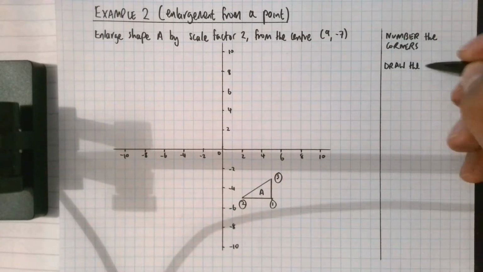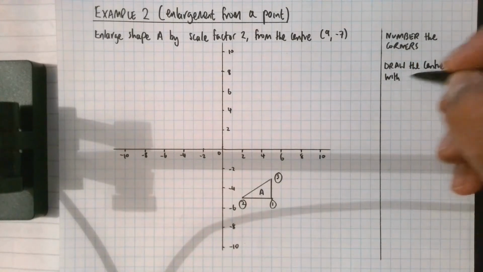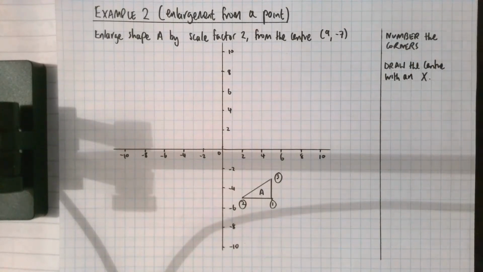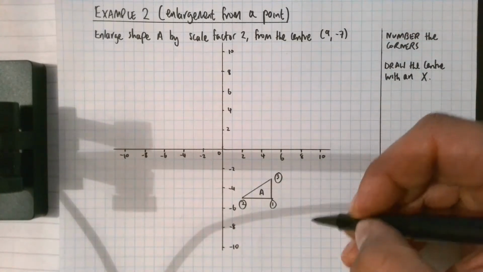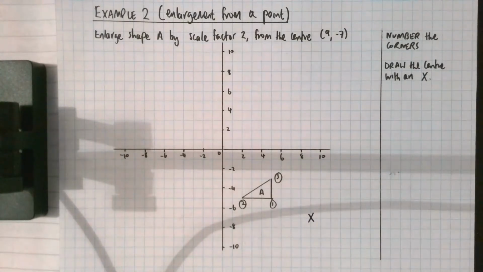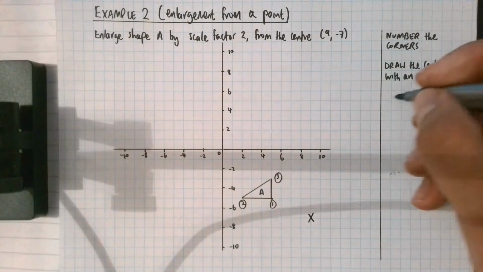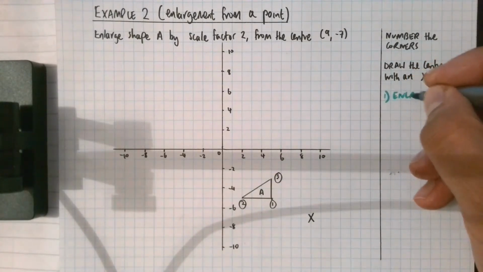We're going to identify and draw on the center of enlargement. That's given by the coordinate 9 and -7. So we're enlarging a shape A by the scale factor 2 from the center 9 and -7. That's the coordinate. 9 across, -7 down. Draw a clear X there. And that's our center. We're going to use that to work out our vectors from which we're going to scale. We're going to use those to scale up and find the new enlarged shape.